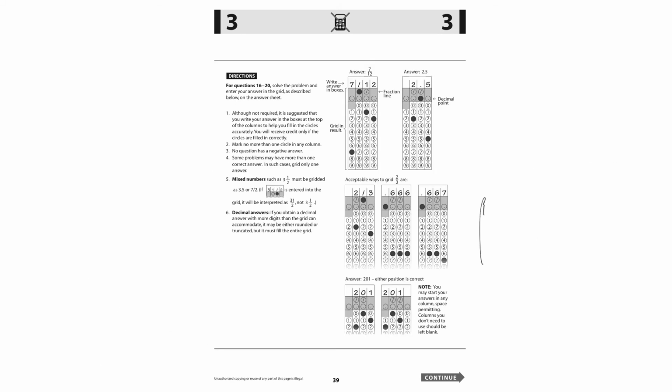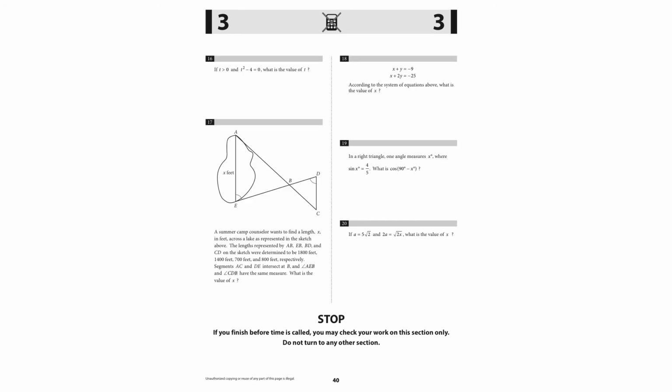Next question. If t is greater than 0, and t squared minus 4 is 0, what is the value of t? So difference of squares. So t is equal to plus or minus 2, but since it has to be greater than 0, it has to be 2.